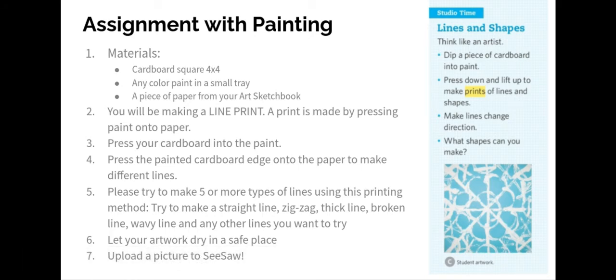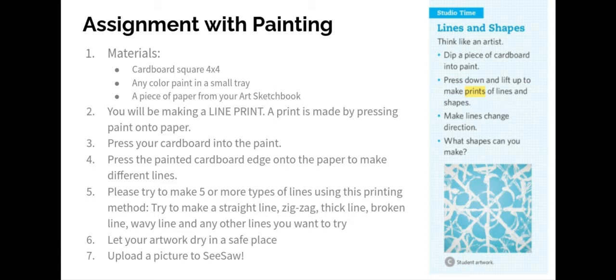You will need a cardboard square, any colored paint, and a piece of paper from your art sketchbook. You will be making a line print. A print is made by pressing paint onto paper. Press your cardboard into the paint. Press the painted cardboard edge onto the paper to make different lines.